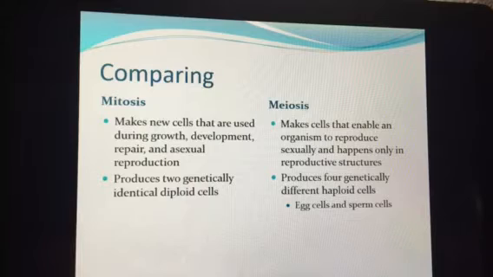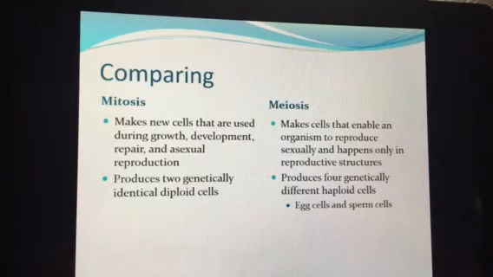So let's compare these. In mitosis, you are still repairing, growing, and going through asexual reproduction for the most part for all your cells. The cells that are produced in mitosis are genetically identical to the cell that it started with. And all cells are diploid, or carrying a full set of genetic information, exactly like the cell that divided.